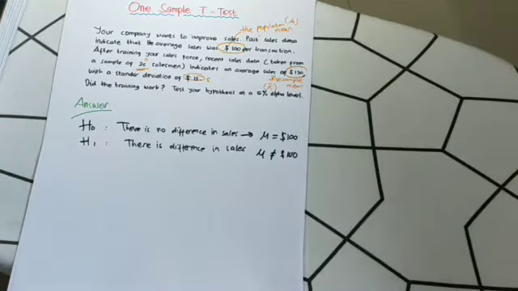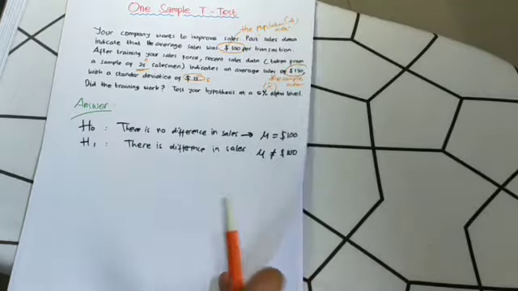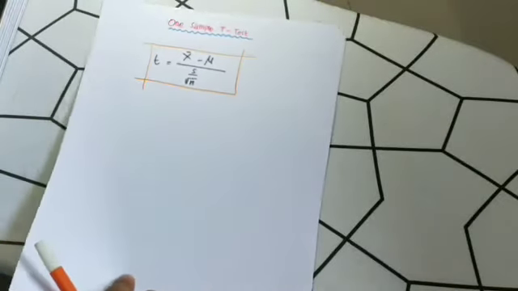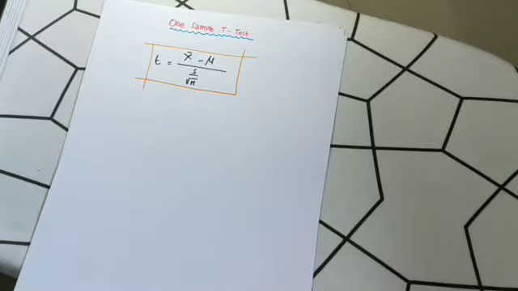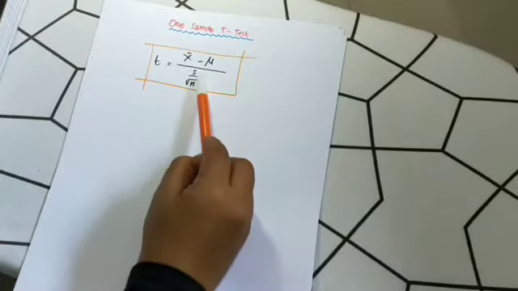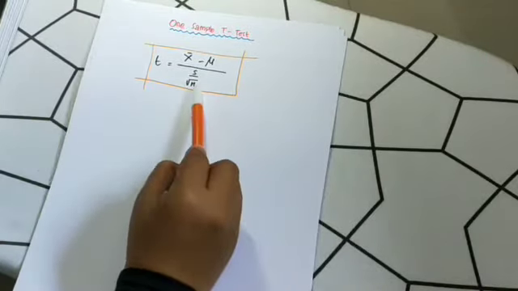Okay, now step 4. Step 4 is insert the items from above into the t-score formula. So I have prepared it for you. This is the t-score formula for one sample t-test. T equals x bar minus mu divided by s divided by the root of n.